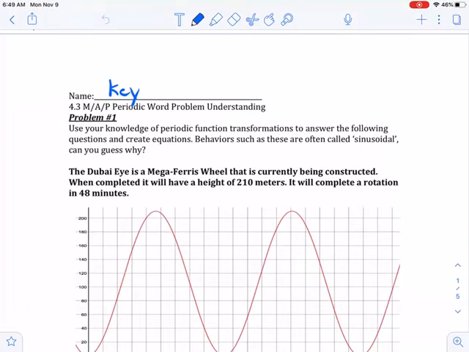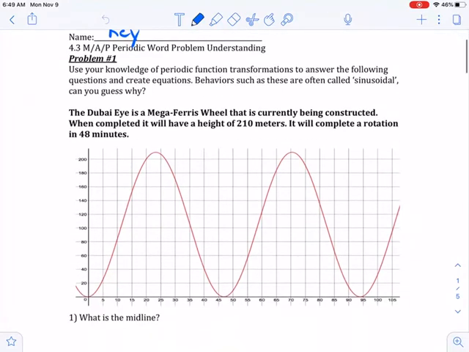And this is currently kind of in construction, might actually be completed at this point in time. But when completed, we know the height is 210 meters, and it will complete a rotation in 48 minutes. So if I'm taking a look at this graph here, I've got minutes, and then this is going to be your height in meters. As the Ferris wheel is turning, this ends up being the ride that we get, and this can be modeled by a trig function.